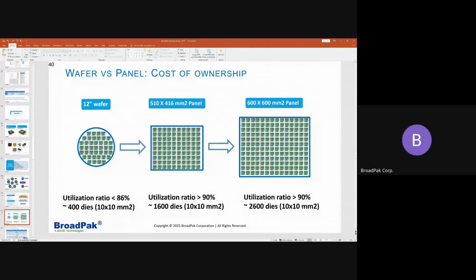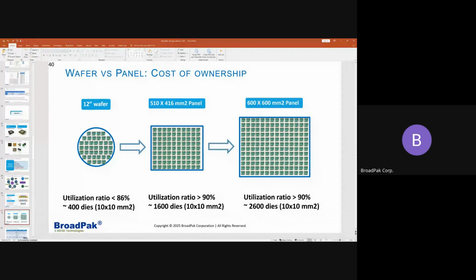So let's talk about wafer versus panel and the cost of ownership. To do wafer-level fan out, you have to reconstitute the devices on the surface of a wafer, typically a 12-inch wafer. How many dies you pack on the wafer determines how many packages you get out of it. Of course, some areas are not being used, so the utilization ratio is less than 86%. For a die size of 10 by 10, you get probably around 400 dies per wafer.